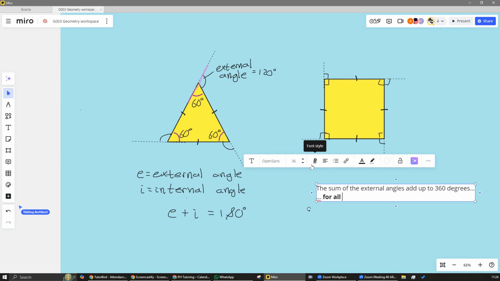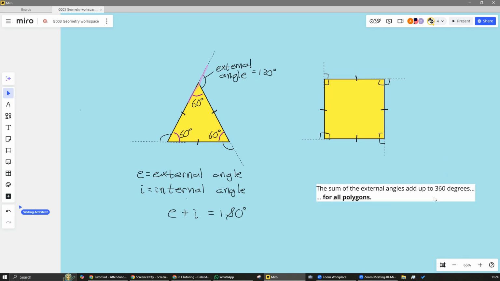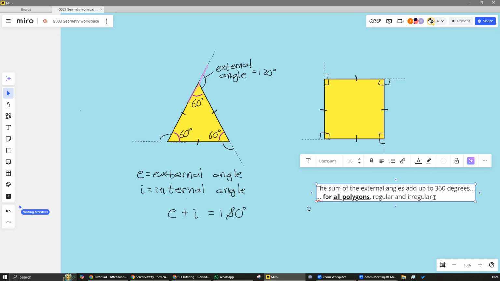for all polygons. Now, I've only shown it's true for this square and the triangle, but it's also true for all polygons, and it's also true for regular and irregular. So if I were to make these irregular quadrilaterals and irregular triangles, the exterior angles would still add up to 360 degrees. Okay, so I mentioned that briefly because for you, actually, let me just pause the video here.